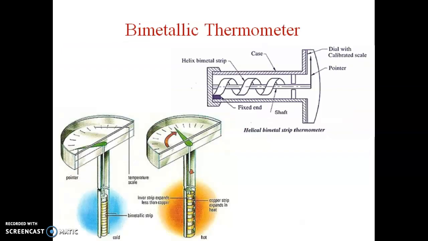In this figure, the bimetal strip is in the form of a helix. So when it is subjected to a rise in temperature, this strip has got a spiral movement, and that spiral movement will rotate the shaft which is carrying the pointer, and this pointer will move over a calibrated scale. So these kind of bimetallic strip thermometers are known as helical bimetal strip thermometer.